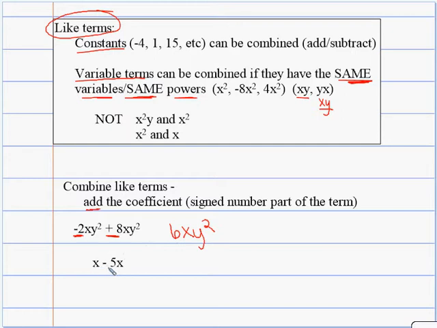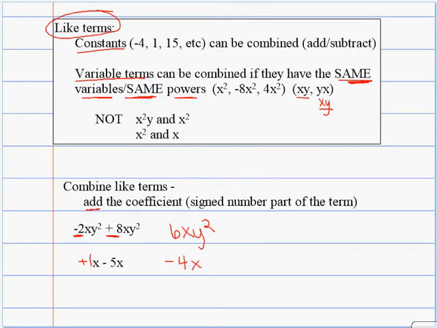Here we have x minus 5x. Remember, there is no number written here, so we know it's 1, and there is no sign, so we know it's positive. So if we have 1x and we subtract 5x's away from it, we have negative 4 x's. Okay, and we can't do anything more with either one of these. These are simplified until we know what the value of the variables are.